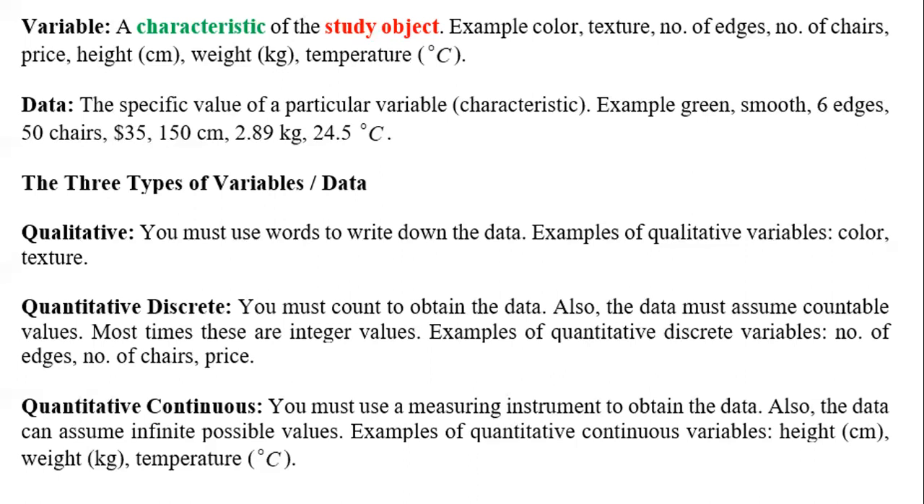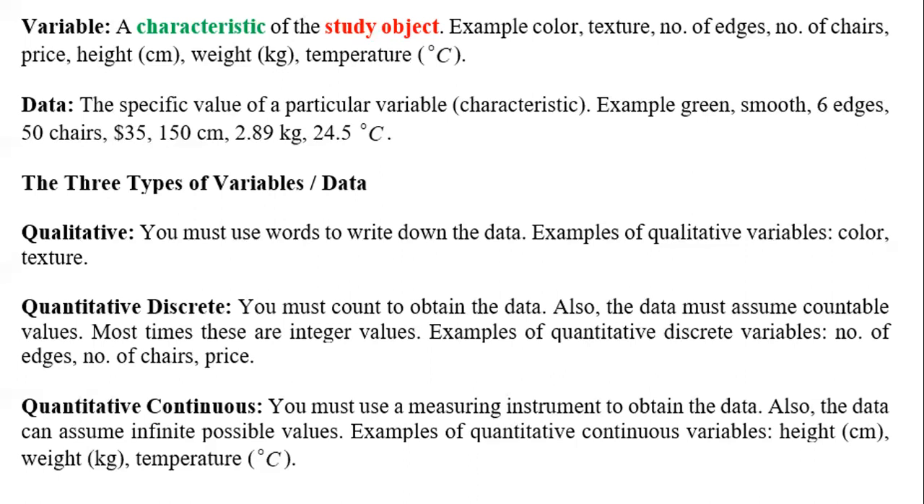Now there are 3 types: qualitative, quantitative discrete, and quantitative continuous. For qualitative, you must use words to write down the data. Examples of qualitative variables are color, because you have to write down the word green. Texture, you have to write down the word smooth. So qualitative, words.